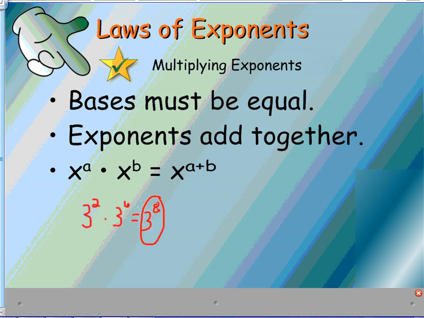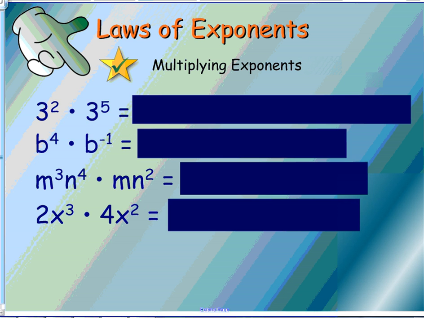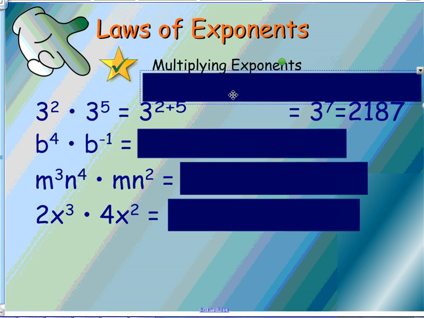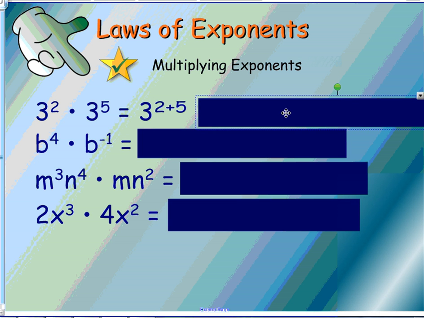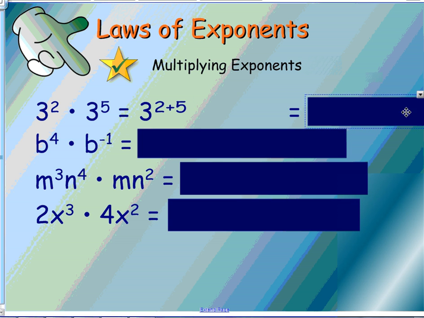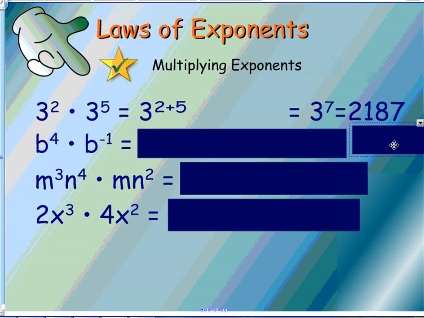All right, so let's do some additional examples with that. In this case, we have 3 to the 2nd power times 3 to the 5th power. So we could make that 3 to the 2 plus 5th power, which equals 3 to the 7th power, which, if you multiplied it out, equals 2,187. Okay?